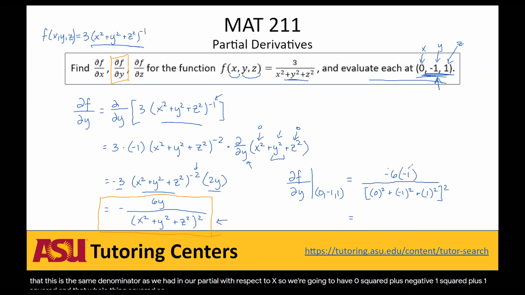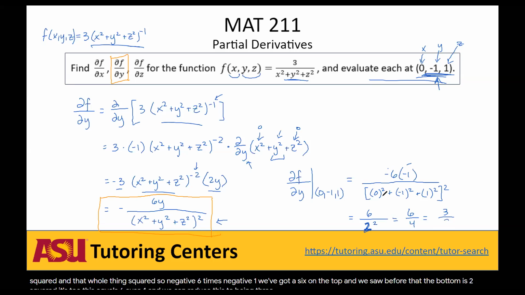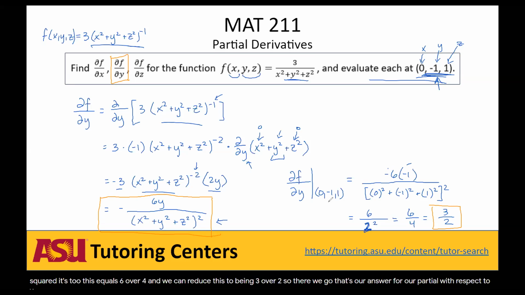So negative 6 times negative 1, we've got a 6 on the top. And we saw before that the bottom is 2 squared. That's 2. And so this equals 6 over 4. And we can reduce this to being 3 over 2. So there we go. That's our answer for our partial with respect to y evaluated at our point 0, negative 1, 1.